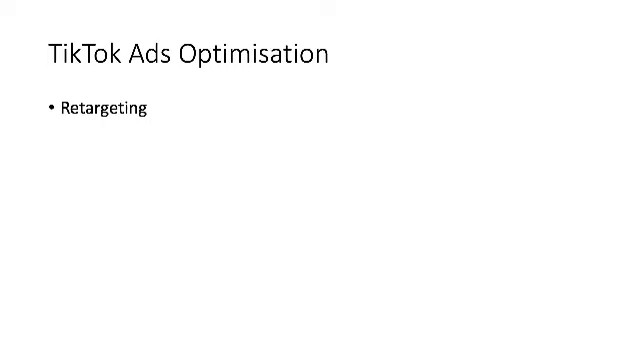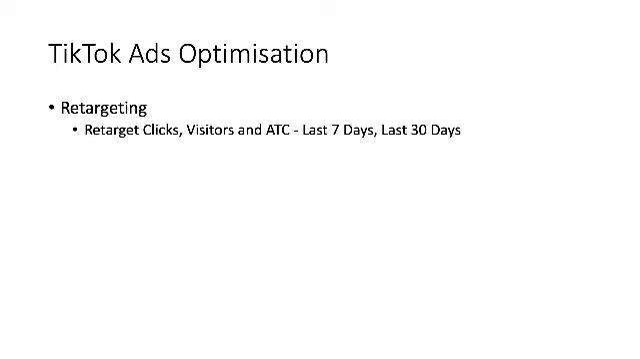So what do you do? You reach out to them again, and the way you reach out to them is you first create different audiences in your audience section on TikTok ads. You retarget those who have clicked on your ad, those who have visited your website, and those who have added the product to the cart but not made a purchase. You can segregate them by last 7 days and last 30 days. The creative that you show them should be different.